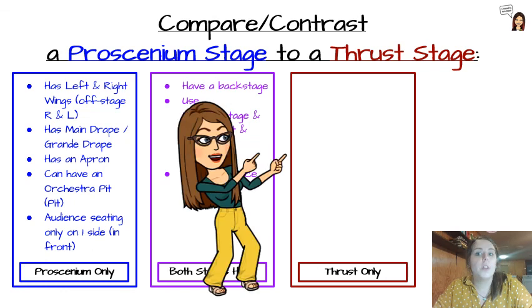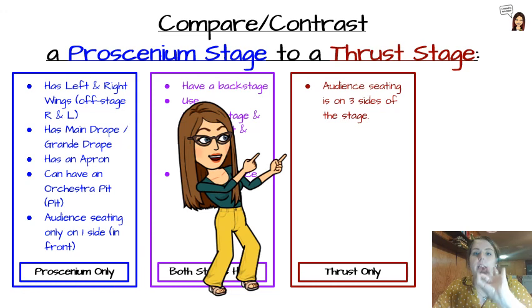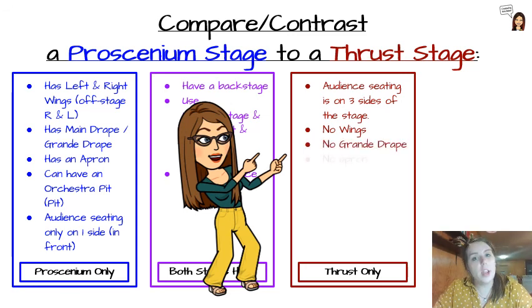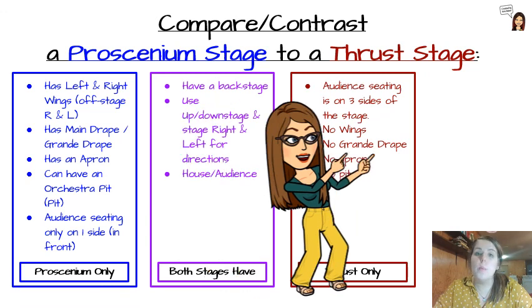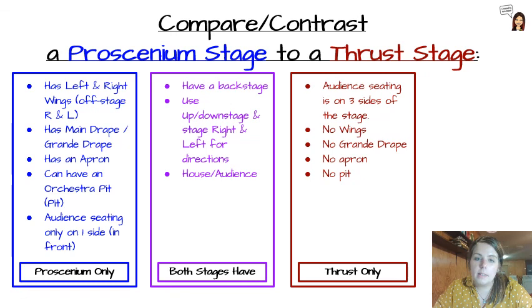Okay, now for thrust, remember the thrust, audience seating is on three sides of the stage. There are no wings, right? There's no waiting areas for the actors. There's no grand drape. There's no apron. There's no pit. Okay, that's pretty much it. We've gone over all of this, so you should be able to remember these well.